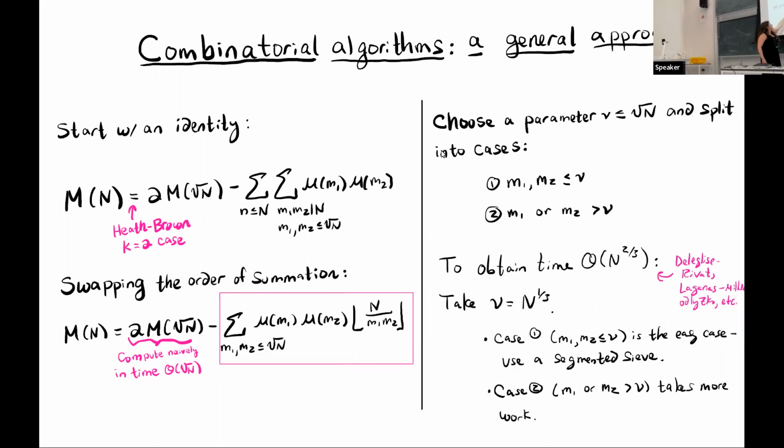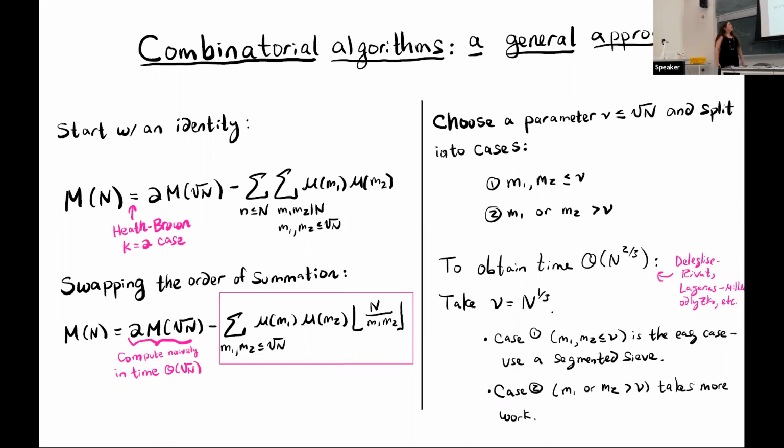And we still have the same first term. Now, this first term doesn't matter because we can naively compute the sum of all the mu of n's up to the square root of n in time big O of the square root of n. So that one, we can just do whatever naive algorithm we want. But this is really where the focus in the rest of the talk is going to be, on how we actually sum things for this subtracted part.